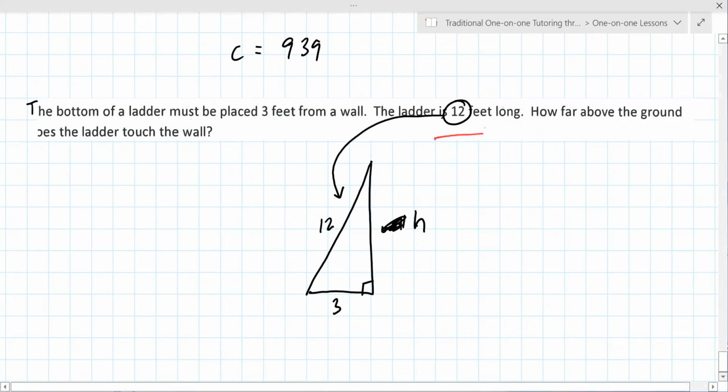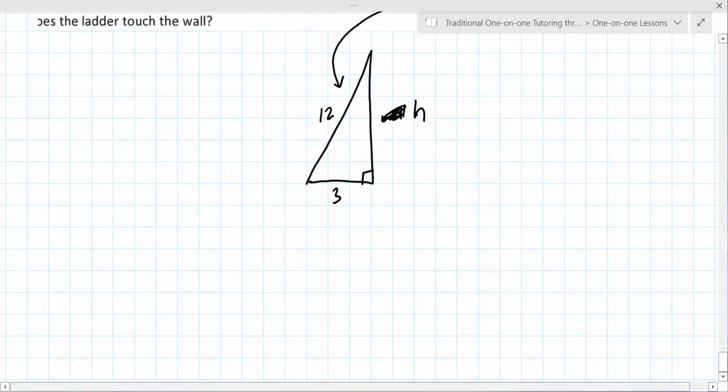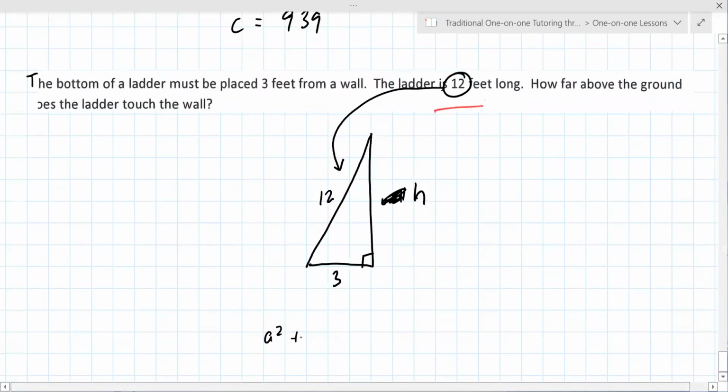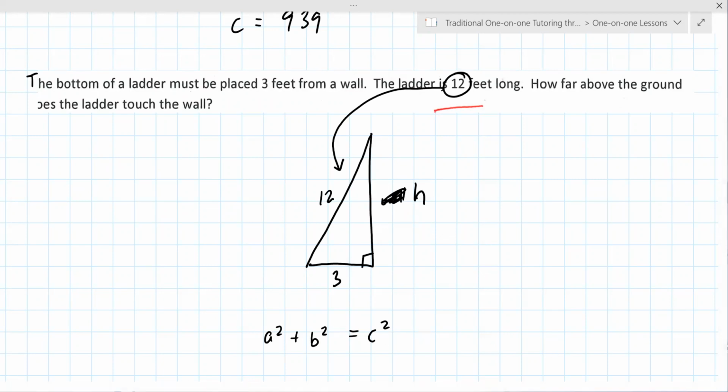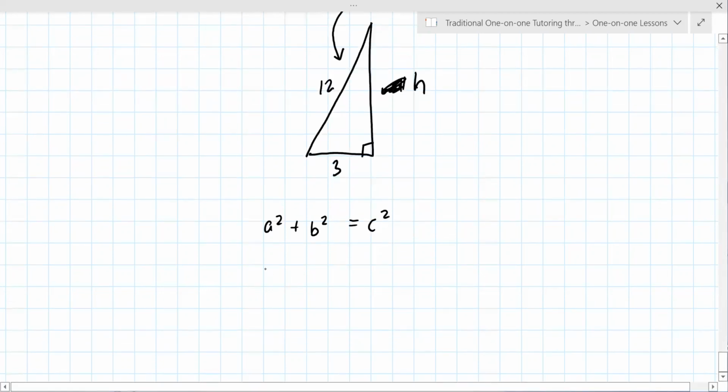Now to solve this problem, we're again going to use the Pythagorean theorem. A squared plus B squared equals C squared. Can you tell me which values you have, A, B, or C? B and C. Could 3 also be A? It doesn't really matter. We're going to write H squared plus 3 squared equals 12 squared. So 3 squared is 9, and 12 squared is 144.